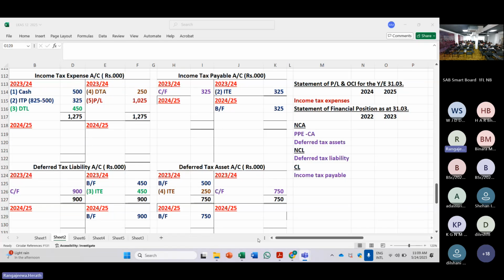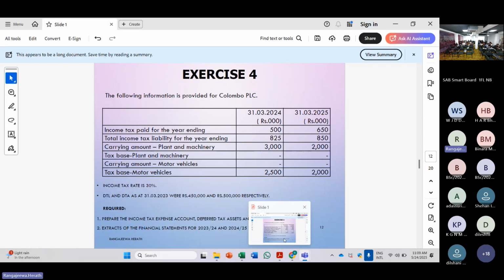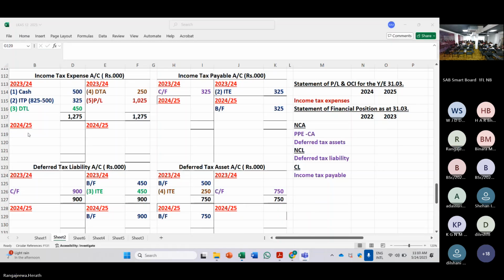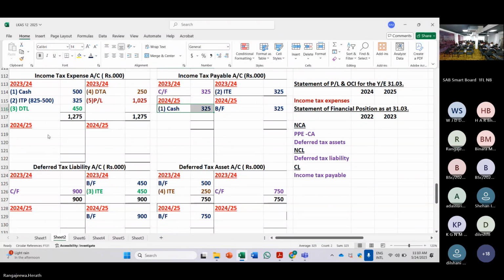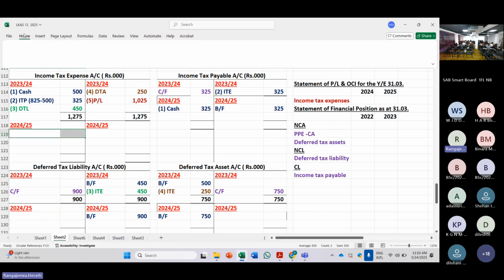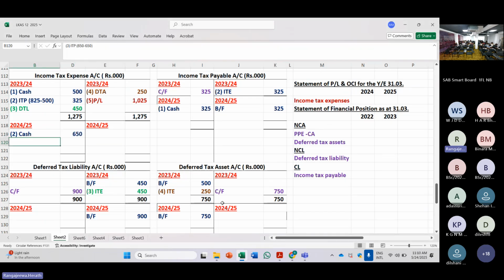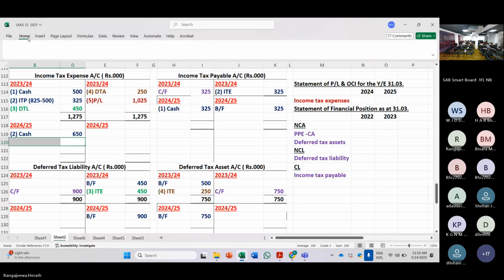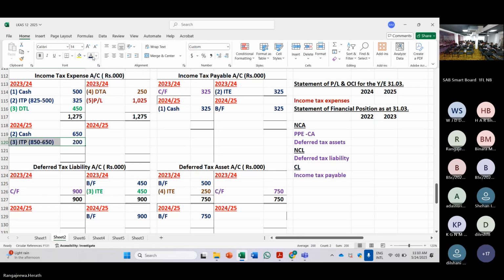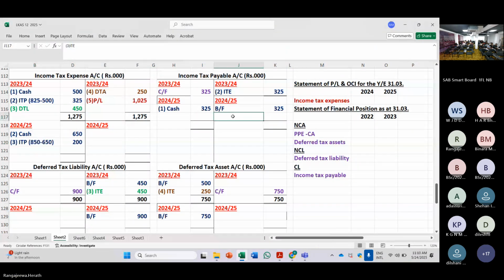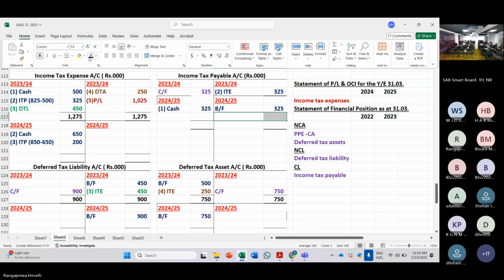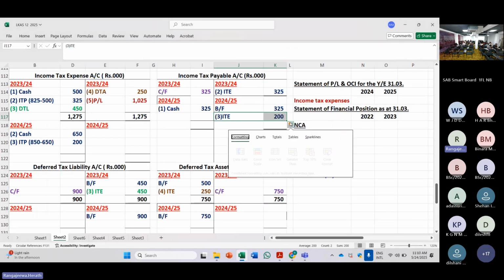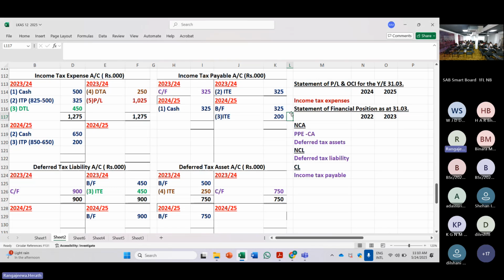Now year 2, 2025, 650 paid, 850 total liability. Before that, the 325 payable of the first year has to be paid, right? We'll pay that amount. Then 2025 paid under self assessment 650. Total liability 850. So another 200 payable. $200 debit tax expense, credit tax payable. Right?